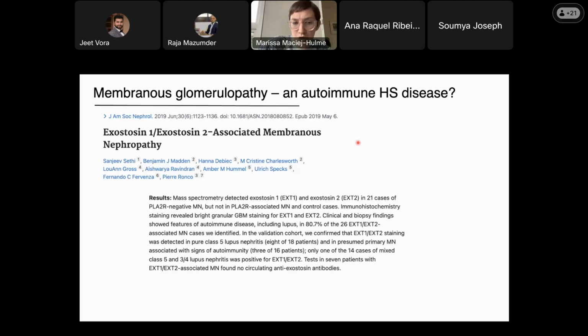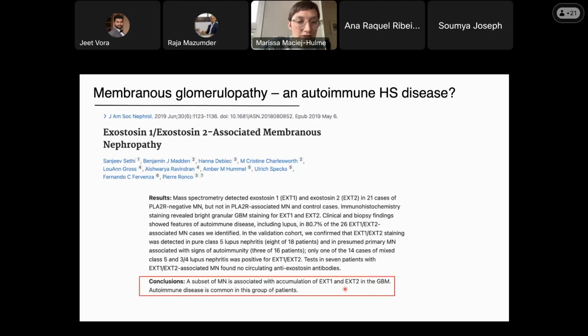And this is quite interesting because they didn't find any antibodies that are associated specifically with the proteins. But this accumulation in the glomerular basement membrane, which is where the filtration happens, seems to mark this particular group. And again, autoimmune disease was common. So there may be a link between the autoimmune component of some MG patients, and stratifying this group further might be a quite interesting way to look at HS as a biomarker.